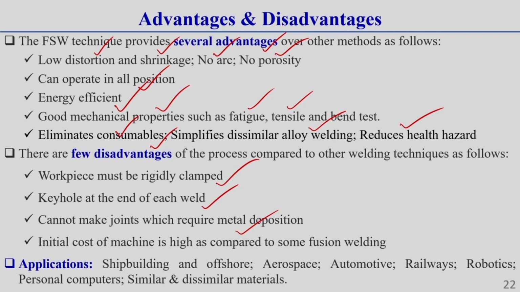The initial cost of this machine is generally a little bit higher than some other fusion welding processes. It has huge applications. It is used in the shipbuilding industry, offshore industry, aerospace industry, automotive industry, railway, robotics, personal computers, for similar and dissimilar types of material. Nowadays a lot of research work is going on in the FSW process. Some work related to 3D printing is also implemented with this FSW process. Apart from this, the FSW process also has application in surfacing and surface cladding operations.